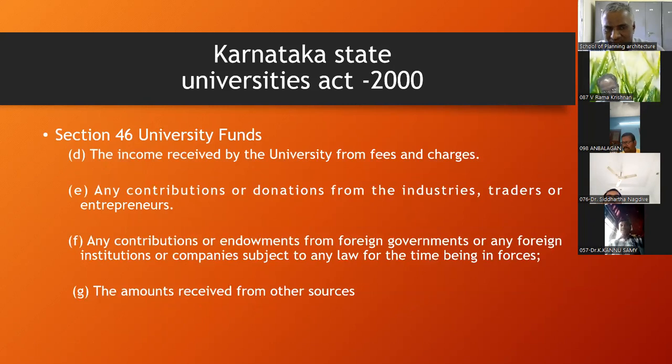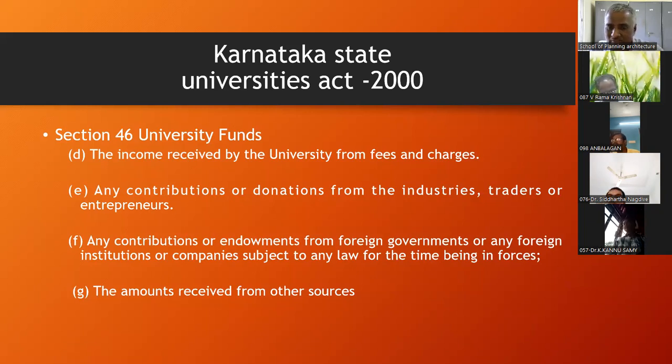And 46(1)(d) says the income received by the university from fees and charges. We collect fees from the students, those studying PG, UG and PhD. Also any contribution or donation from industries, traders or entrepreneurs. Because we have got 80G, which encourages donors to give donations to NGOs and non-profit organizations, we can get contributions from donors.